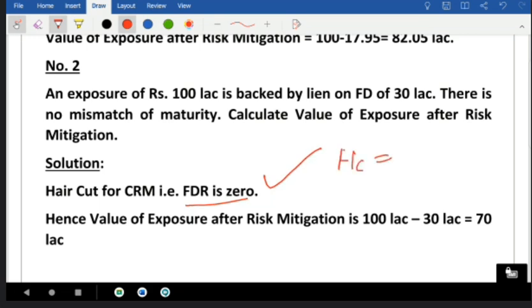So we will take the direct value, because nothing is coming in the formula. SC is 0, MF is 0, everything is 0. So 100 minus 30, 70 lakh is the answer. Okay.